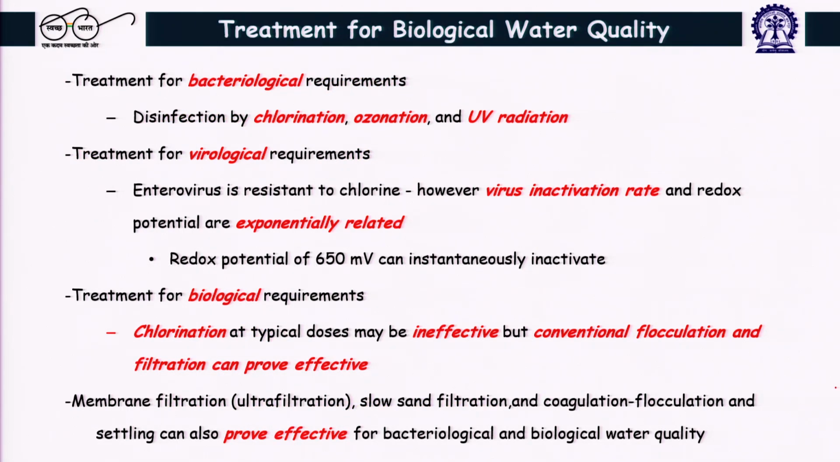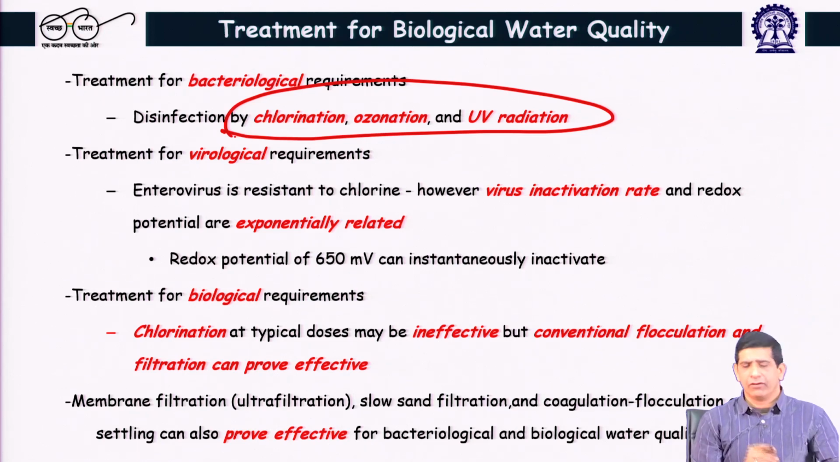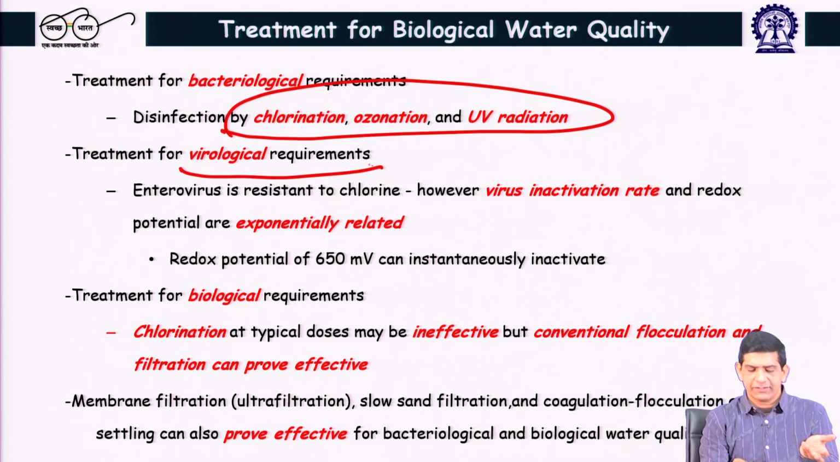If you need to treat it, if there is a bacterial problem, how do we review the disinfection? Disinfection can be done by chlorination, ozonation and UV radiation. Chlorination is very popular. Ozonation is also done, and UV radiation is what is used if you look at your individual house: you have the water filter or AquaGuard or whatever brand you have, mostly they will use UV radiation for disinfection.